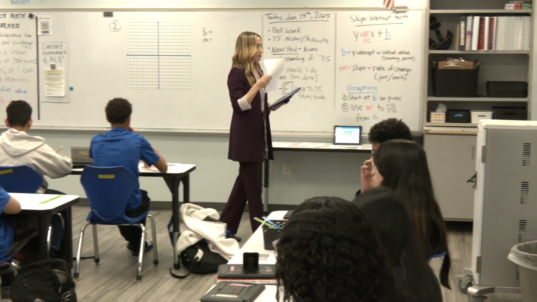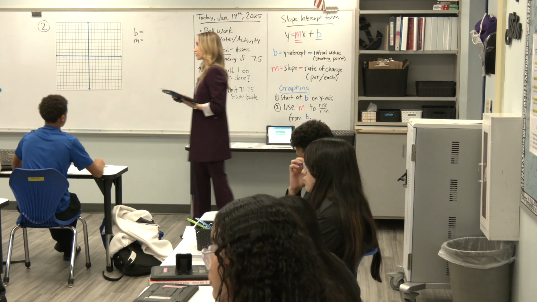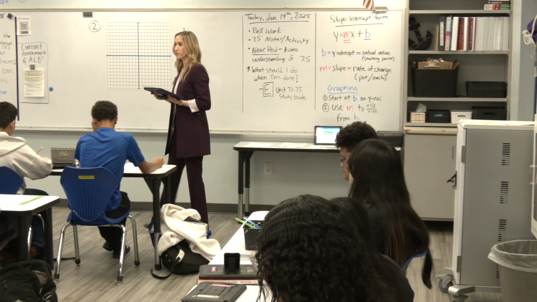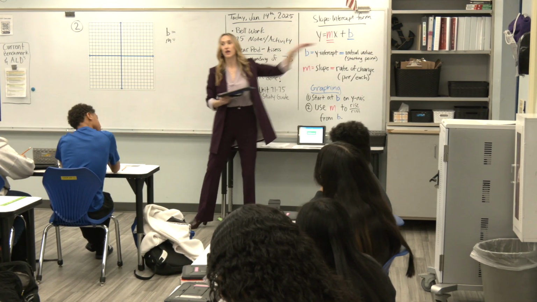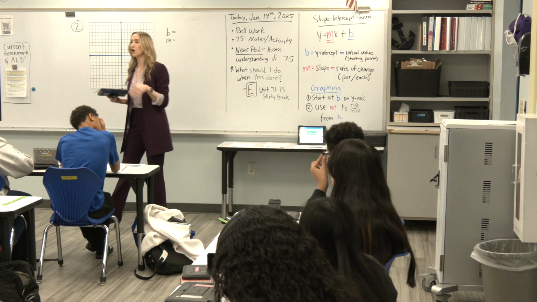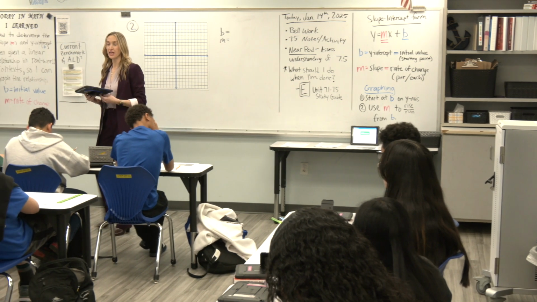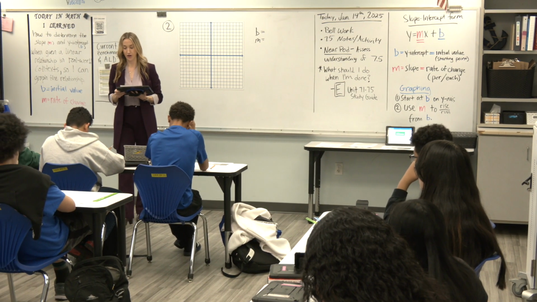All right. So we have been graphing equations in slope-intercept form. When we're given an equation, we can just look at it and we know right away what our m is and what our b is. We don't really have to dig for it. It's just right there for us. And then we use that information to graph, right?